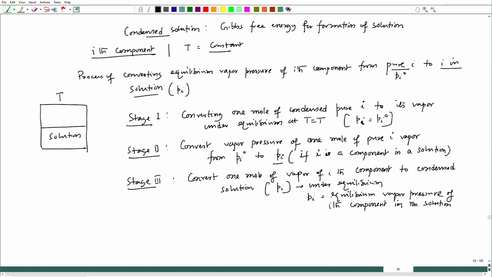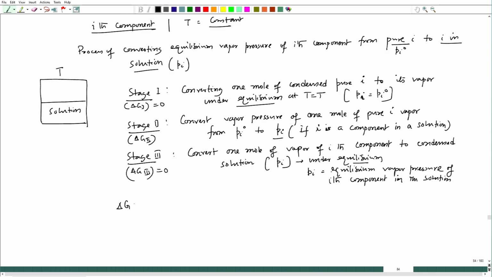Fine. Now you see, out of 3 stages, which stages are in equilibrium? Stage 1 and stage 3 are under equilibrium. Now, in every stage there could be a free energy change. Let us say the free energy change corresponding to stage 1 is delta G 1, delta G 2 for the second stage and delta G 3. Since the first and third stages are happening under equilibrium, they should be 0. So, the total free energy change should be equal to delta G 1 plus delta G 2 plus delta G 3. This goes to 0, this is 0. So, finally, it is basically delta G 2.